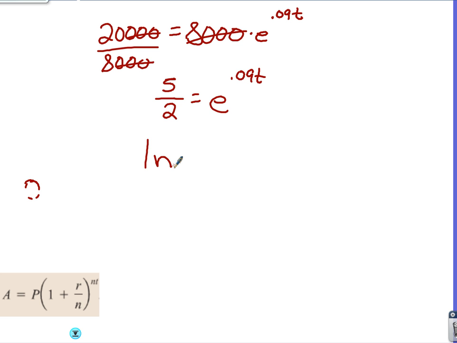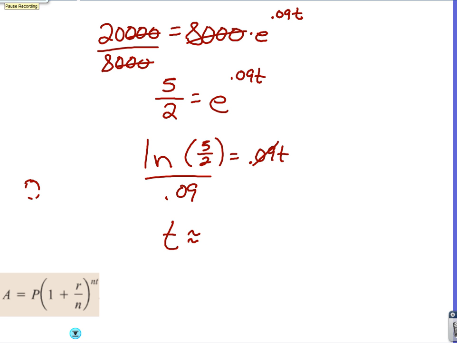ln of equals. So you would type that into your calculator as, got to divide to get rid of that, the natural log of 5 halves divided by 0.09. And that would tell you your t. So t is about 10.181. Is that what y'all got? Years. These formulas are always in years.